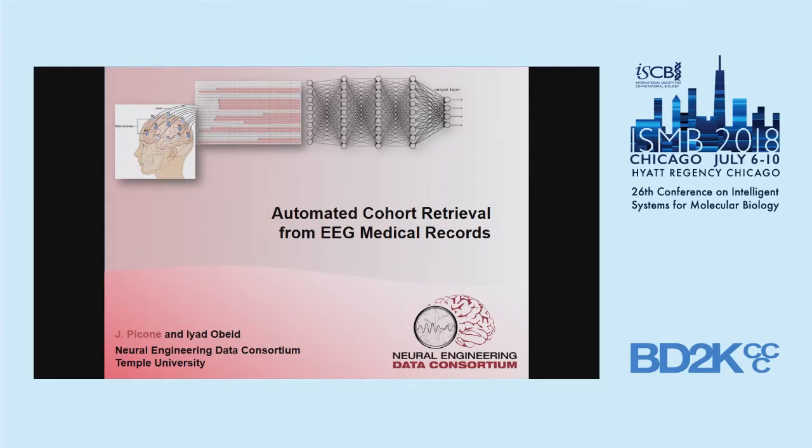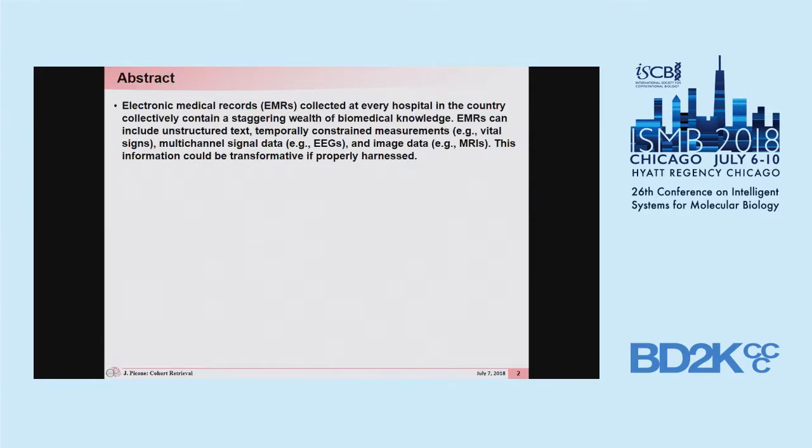The work that we've been doing on automated cohort retrieval for EEG medical records. As we all know, there's vast amounts of electronic medical information out there, but leveraging this into useful things is a lot more difficult than people make it out to be. And I'd like to introduce you to some of the challenges in doing that with respect to EEGs.